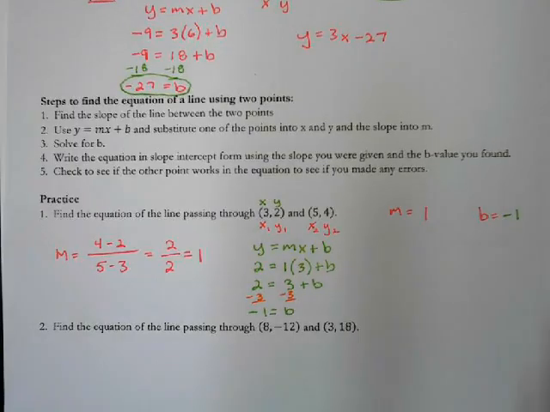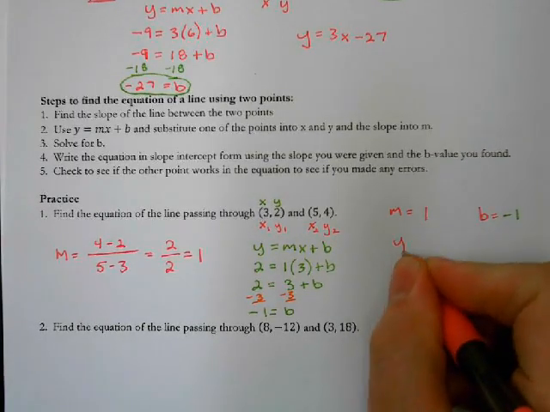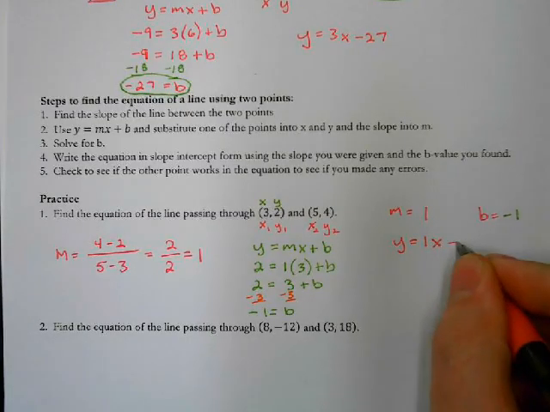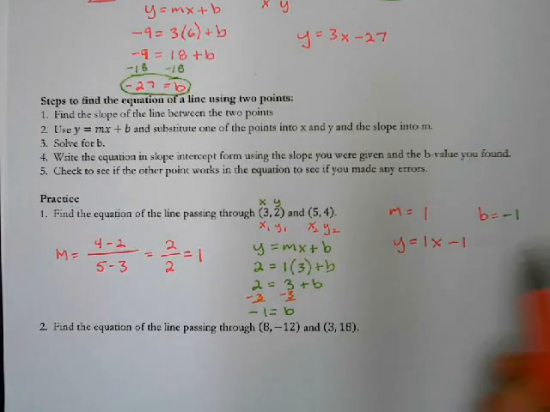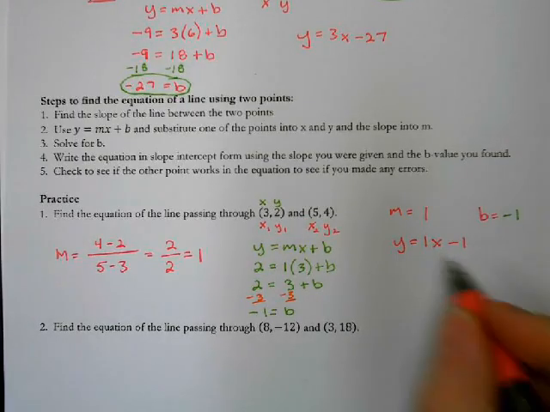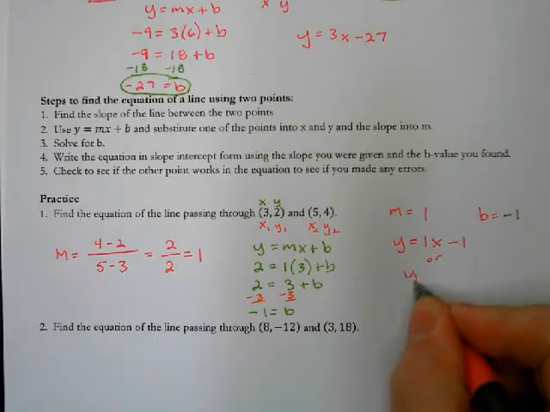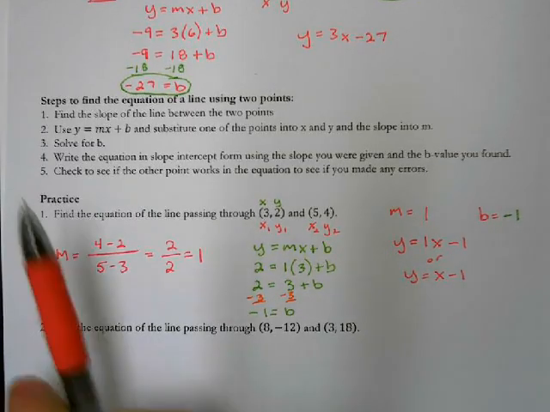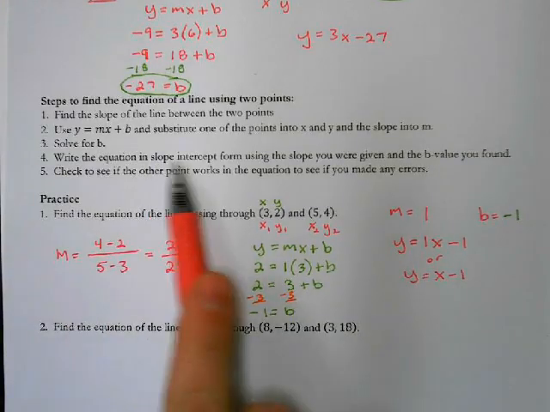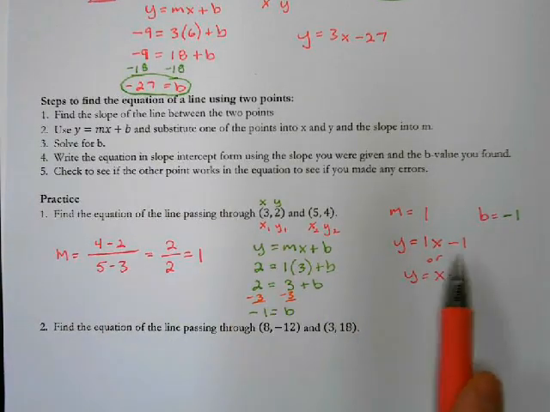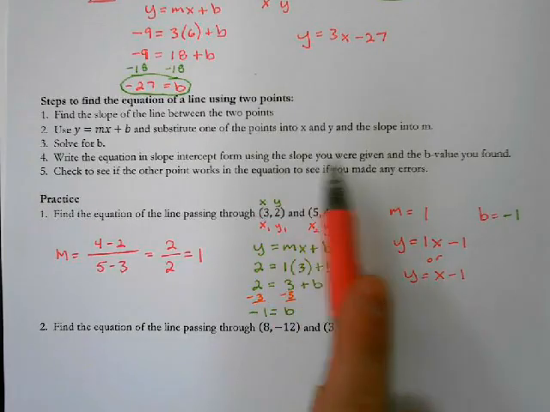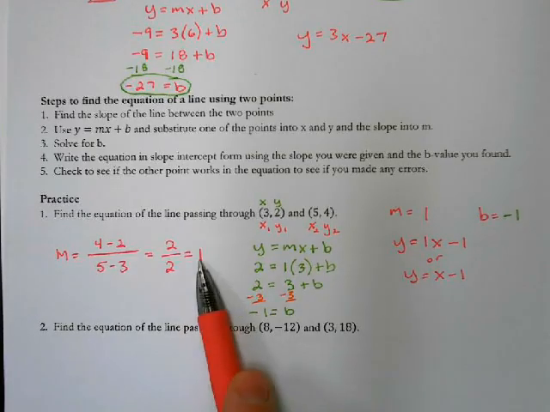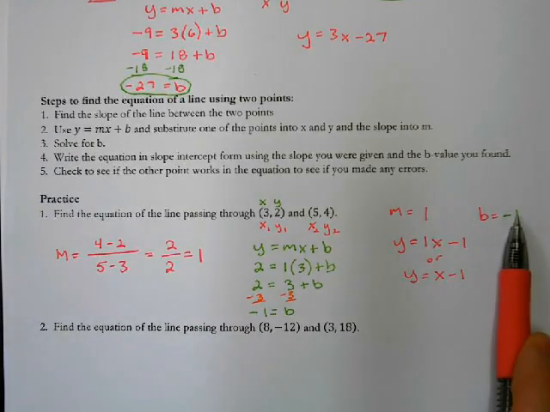If you said it is y equals 1x minus 1, you are correct. Now, technically, you don't have to leave the 1 here. So you could also call this y equals x minus 1. That's step 4. Write the equation in slope-intercept form. That's y equals mx plus b, using the slope and the b value that you found. We found the slope, we just found the b value, so there's our equation.